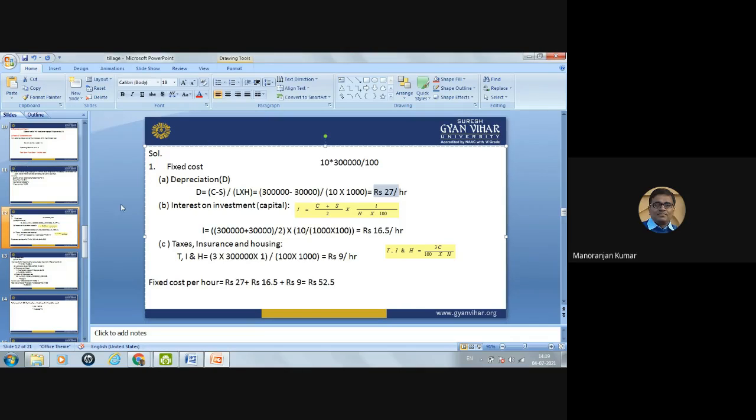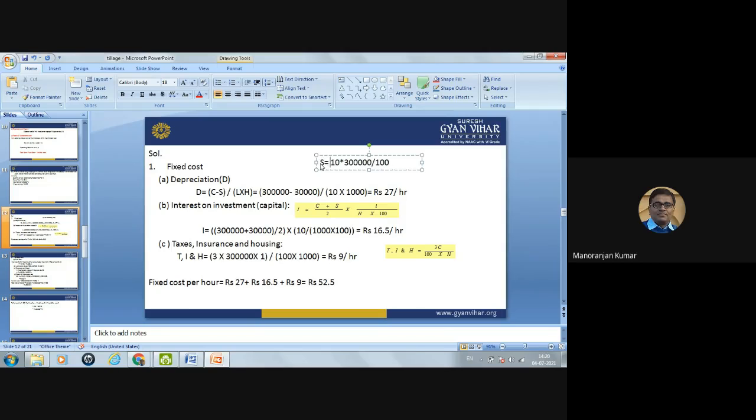Okay. Now the second fixed cost is interest on investment. There is a formula to calculate it: I is equal to C plus S divided by 2 into I divided by H into 100. So put in all the values, you know them. The C value you know, 3 lakh. Here S is the salvage value, which you have calculated.